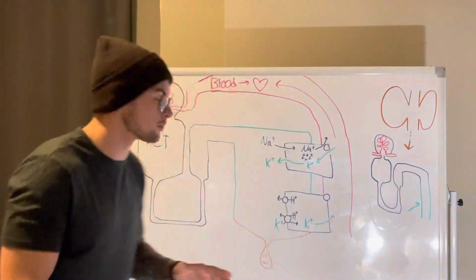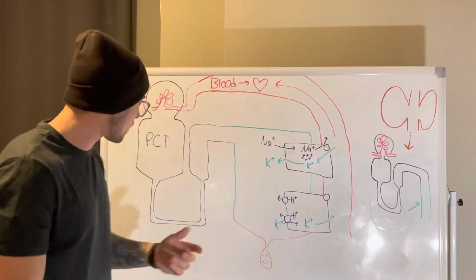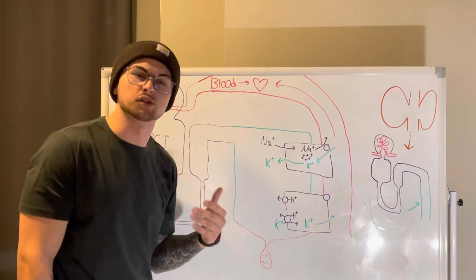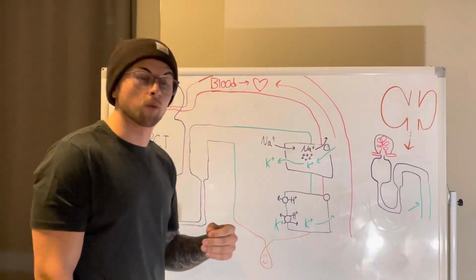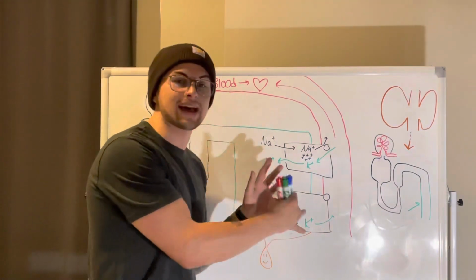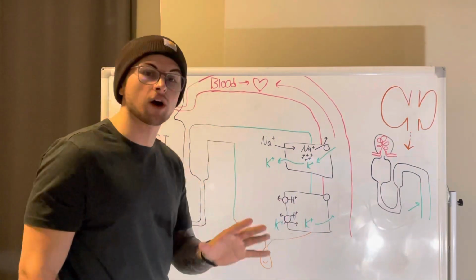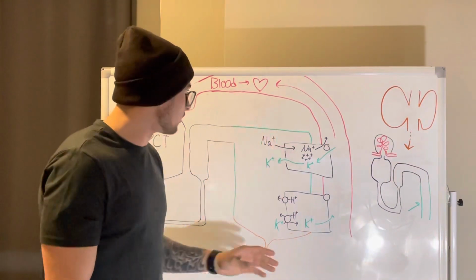Okay, so we've talked about the PCT workers, the proximal convoluted tubule. We've talked about the loop of Henle workers and what they do. We talked about that important thick guy. And now we've talked about the early DCT as well. So now we're going to focus on the last part of the nephron, okay? We're talking about the late distal convoluted tubule and the collecting ducts.